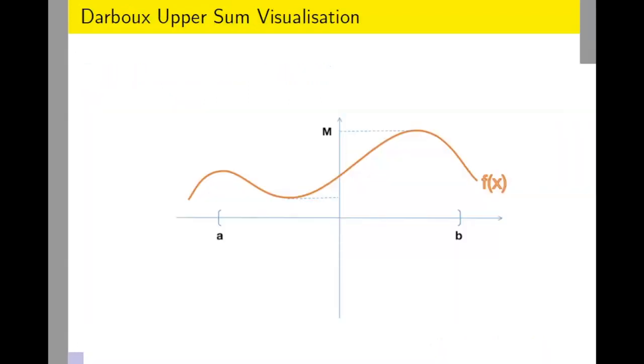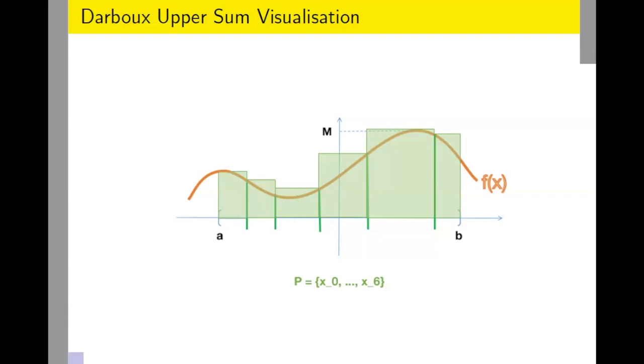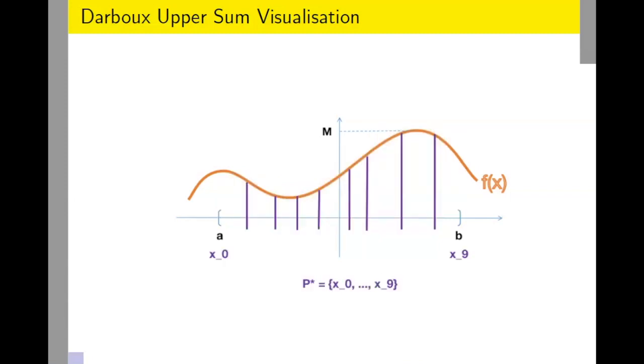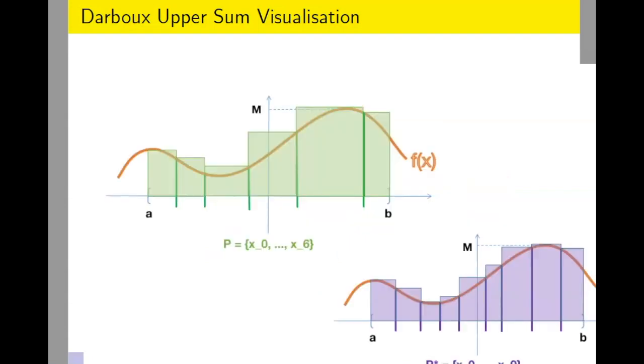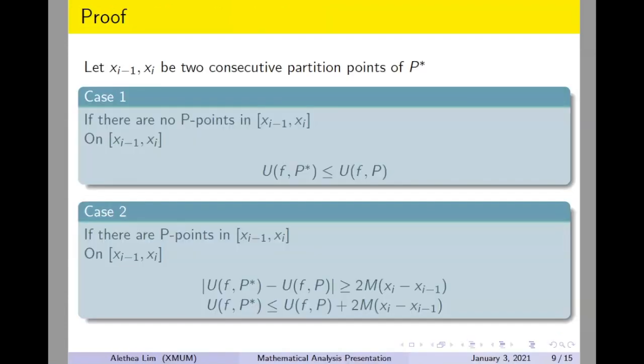We now look at the Darboux upper sum visualization. So for Darboux upper sum, we still have partition P of k points and Darboux upper sum, and the partition P star with more than k points and a Darboux upper sum. Putting the graphs side by side, we can see that the Darboux upper sum when the partition is P is greater than the Darboux upper sum when the partition is P star. Similarly to before, we let xi minus 1 and xi be two consecutive partition points of P star. In case 1, there are no P points in this closed interval.